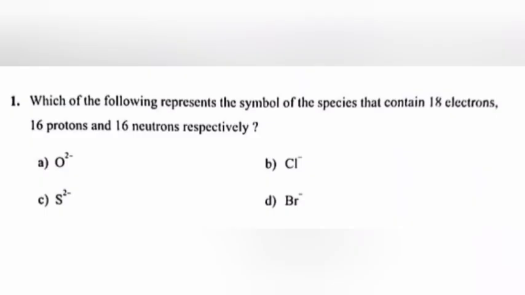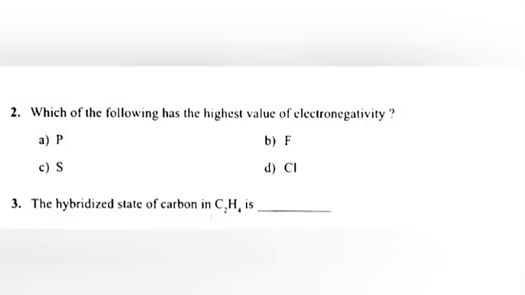1. Which of the following represents the symbol of species that contain 18 electrons, 16 protons and 16 neutrons respectively? Answer: C. S raised to 2 minus. 2. Which of the following has the highest value of electronegativity? Answer: B. F. 3. The hybridized state of carbon in C2H4 is?